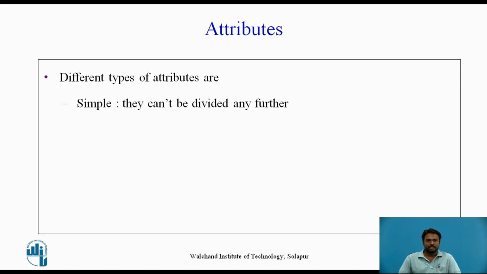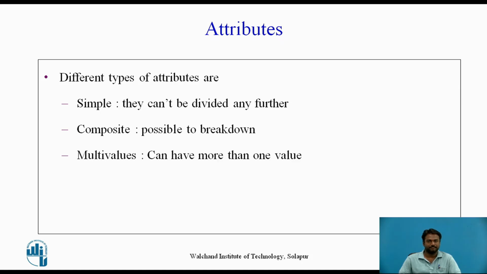Simple attribute can't be divided any further. For example, student's contact number. It is also called an atomic value. As we know, contact number cannot be divided any further, hence it is grouped under simple attribute. Composite attribute. It is possible to break down composite attribute into further. For example, student's full name can be further divided into first name, middle name, and last name.